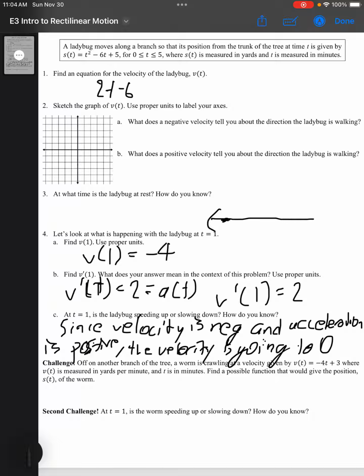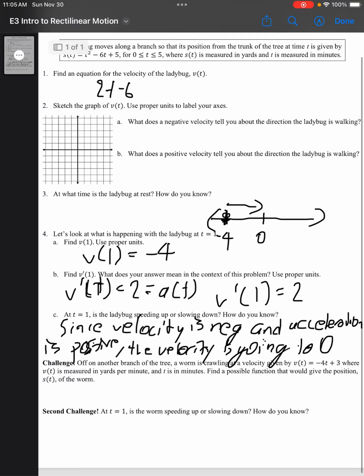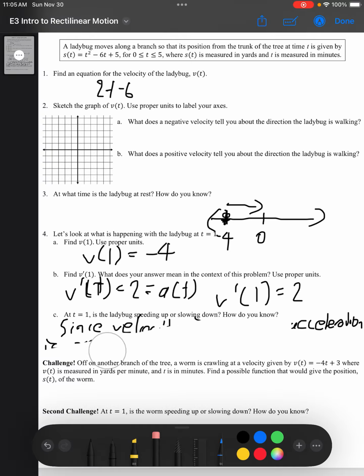If you think of it as a number line, negative value here, and our change in velocity, or our acceleration, is positive. So if this is 0, this is -4, and our change in velocity is positive, that means that the velocity is going here. It's going towards 0, meaning that the overall ladybug is slowing down, since the velocity is also slowing down. It's going to 0. And a challenge question. Okay, let's erase this. Challenge question.